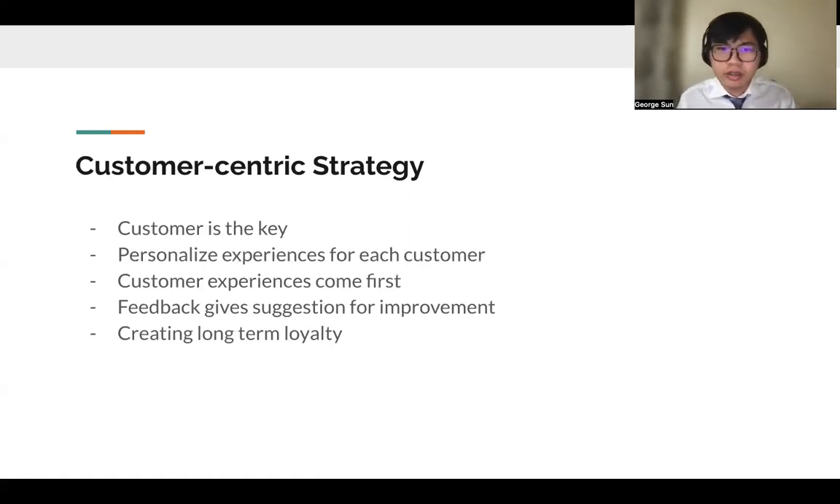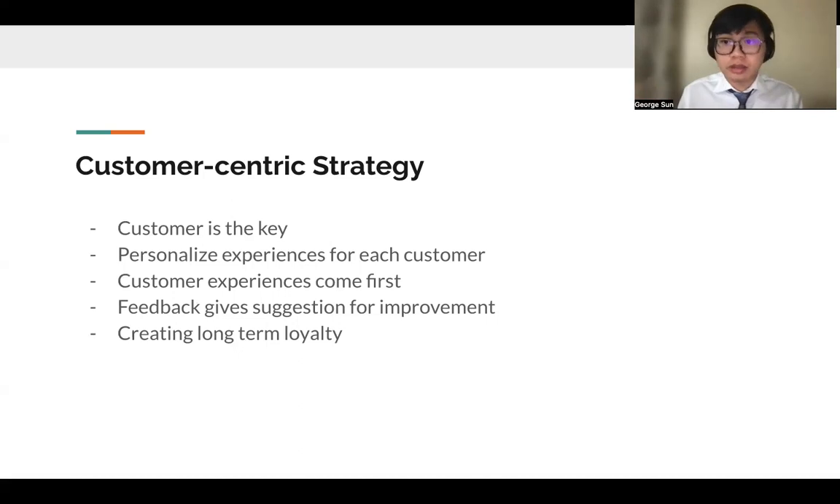Next is the customer centric strategy. I think this is one of my favorite ones, and I think successful companies use this a lot. We all know that the customer is the key, that a business cannot be successful without a customer. This goes one step beyond that. A personalized experience for each customer, make them feel special. Customer experience comes first before anything. You just want to make the customer as happy as possible.